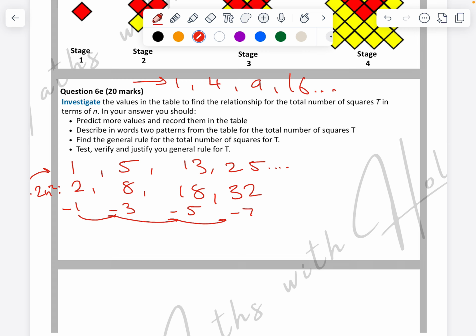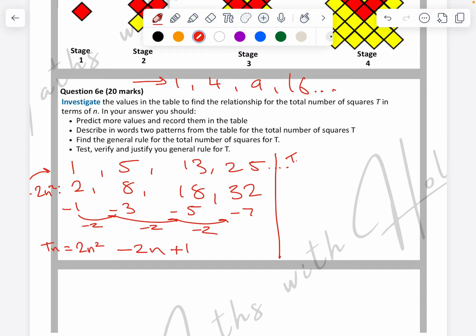So this is an arithmetic sequence in itself. Minus 2, minus 2, minus 2. So minus 2n. And then to go from negative 2 to negative 1, you have to plus 1. So 2n squared minus 2n plus 1 is the rule of t, the total number of squares. Okay? So if that's the total number of squares, that one's done.